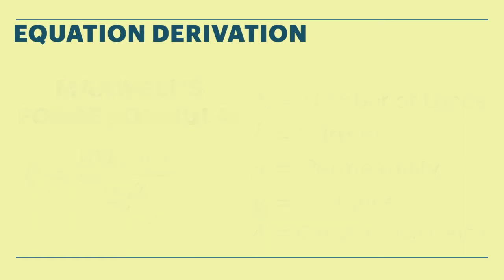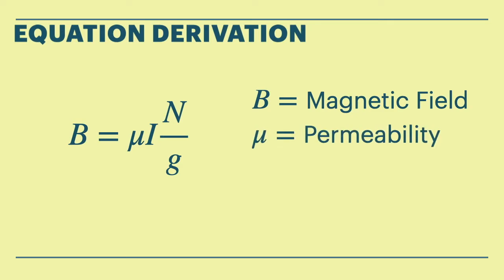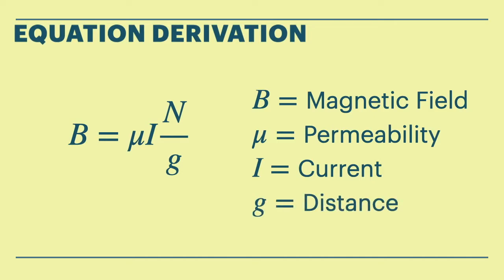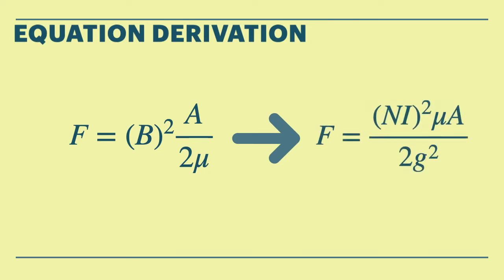In order to derive this equation, we need to start with B equals mu times I times N, all divided by G. In this equation, B is for magnetic field in Teslas, mu is the magnetic permeability of the environment, and I is the current in amperes, while G is the gap between the object and the magnet. From this, we plugged in our equation for B into Maxwell's force formula of F equals B squared times A divided by 2 mu to get F equals N I squared mu times A, all divided by 2G squared. This is after some simplification.